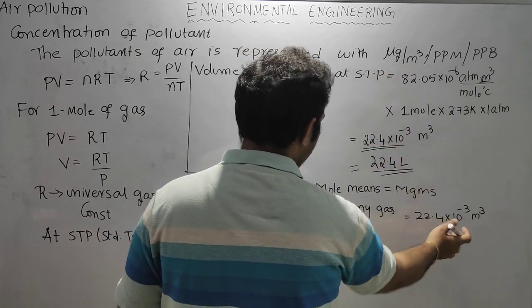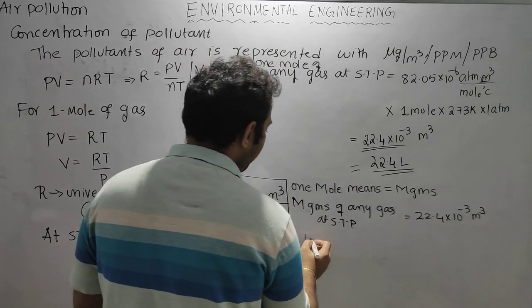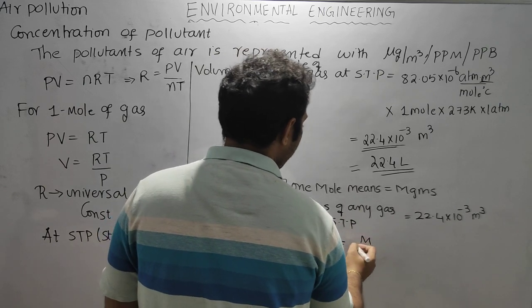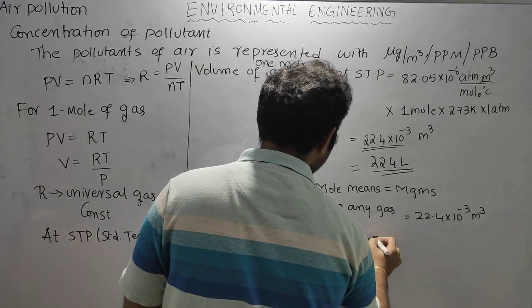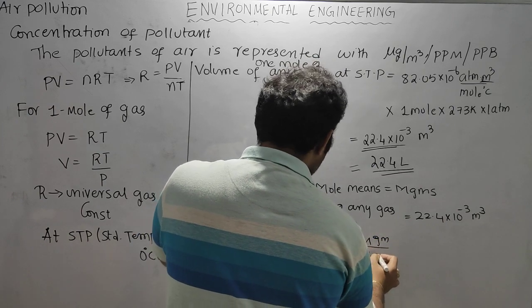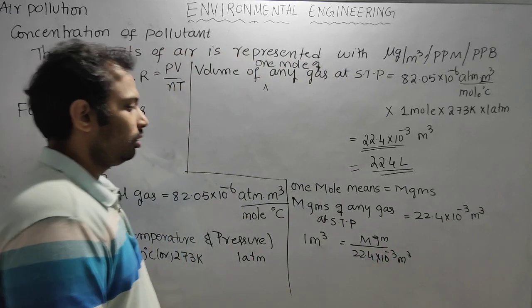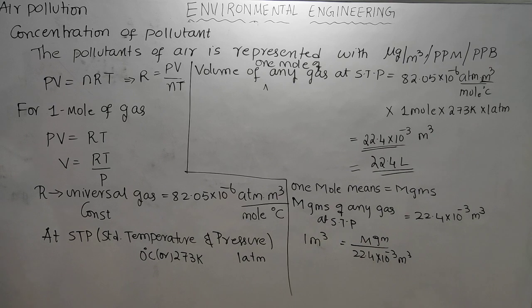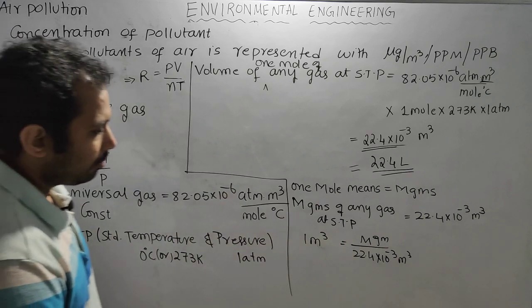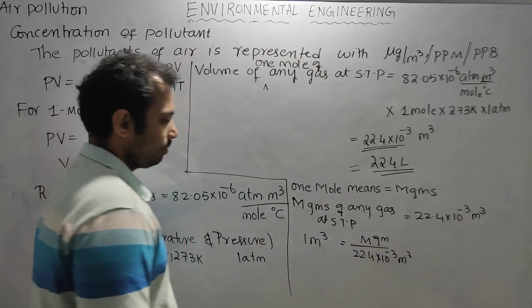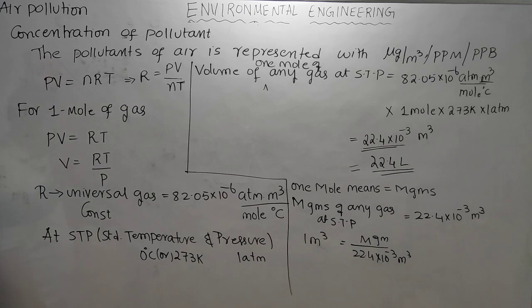So 1 meter cube of any compound will weigh, for 1 meter cube it should be equal to m grams by 22.4 into 10 to the power of minus 3 meter cube. So 1 meter cube of any gas at STP weighs m by 22.4 into 10 to the power of minus 3 grams per meter cube. This is the weight of 1 meter cube of gas.